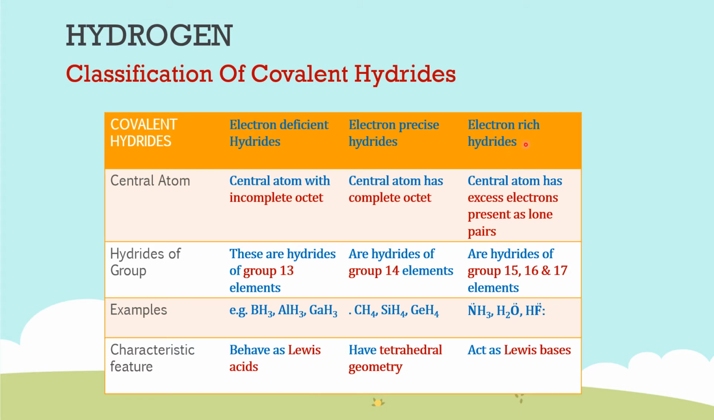Next, in the electron rich hydrides, we are going to be seeing the hydrides of group number 15, 16 and 17, where we will be having the central atom with lone pair of electrons. For example, ammonia is having 1 lone pair of electrons. We have H2O, which will be having 2 lone pairs of electrons, and then we will be having HF with 3 lone pairs of electrons, and all of them will be acting as Lewis bases. So again, this is going to be very, very important for you to remember related to your problem solving.